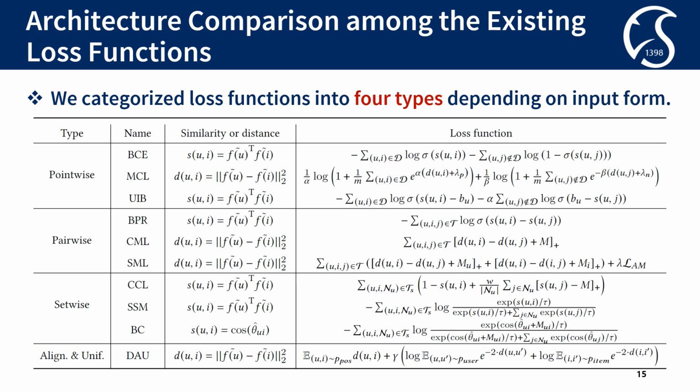First, we classified the architecture of existing loss functions into 4 types according to the input form. Among them, we consider pairwise and setwise loss functions that consider multiple negative items at once, and direct AU that directly optimizes alignment and uniformity loss functions. Pointwise loss functions are not discussed in this study because they are not mathematically connected to the remaining loss types.